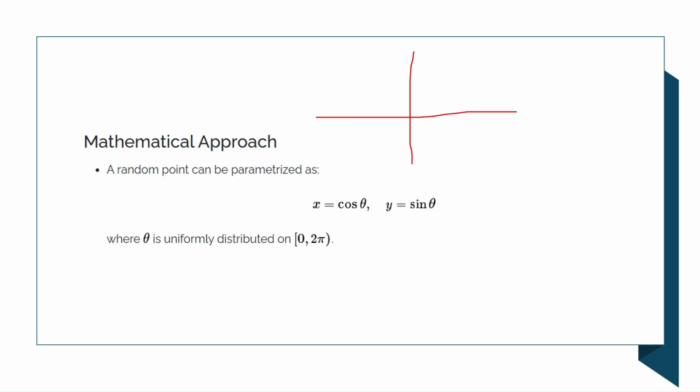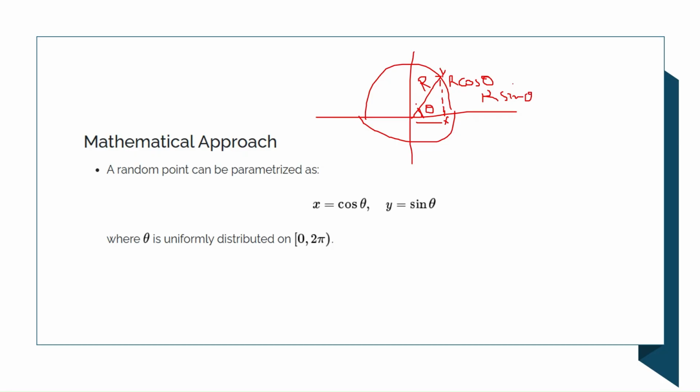Any given point on a circle can be expressed as r cos theta and r sin theta. So let's say this is the radius, this angle is theta. The x coordinate would be r cos theta. This is the point x here, this distance. And similarly, y, the vertical distance, would be r sin theta.